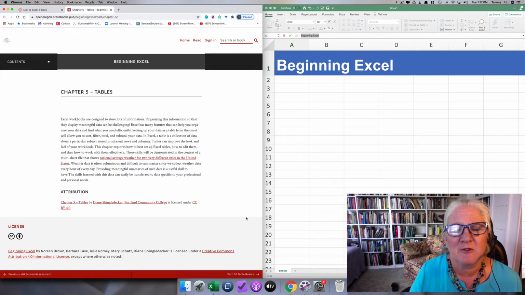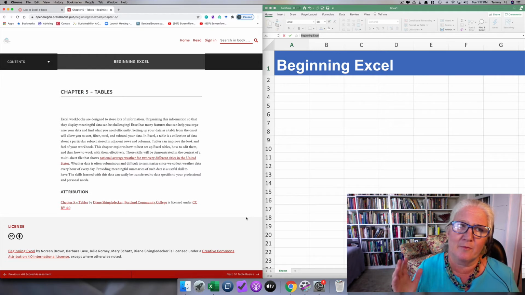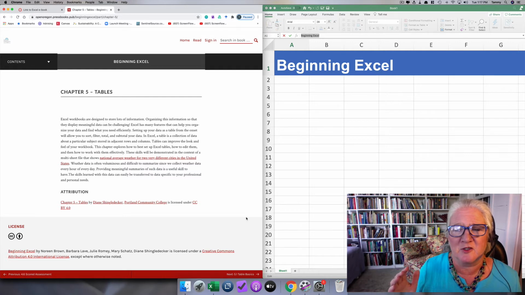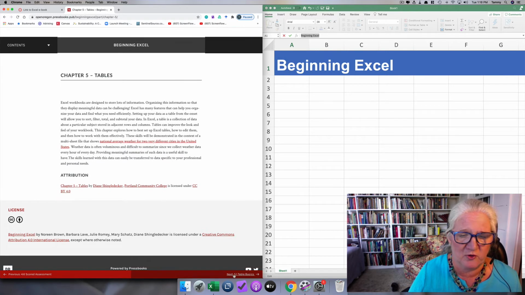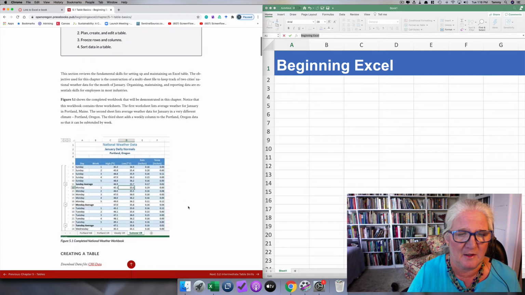But the first thing I want to address is their use of the word table, right? Because a table can be a pretty broad concept. A table really generically is used for anything that consists of columns and rows. But in Excel, they use the term tables to mean something very specific, which is essentially what we would call a database.